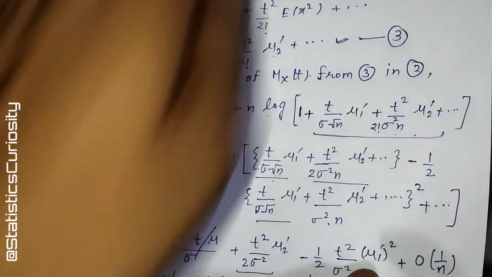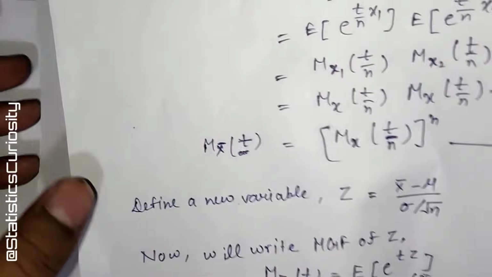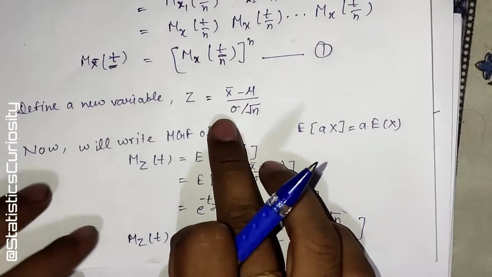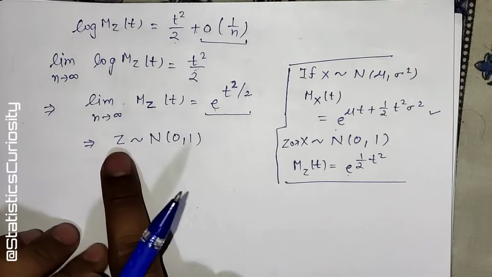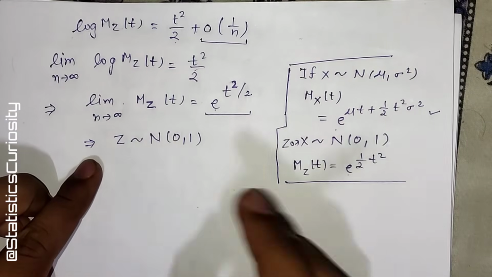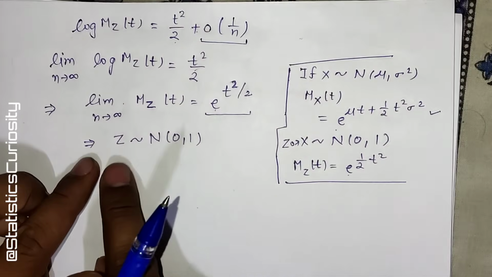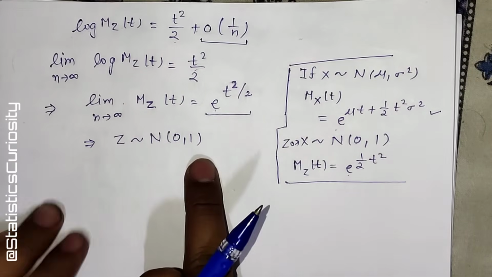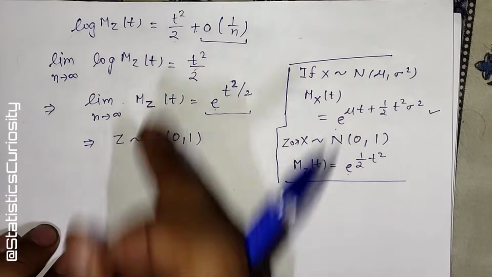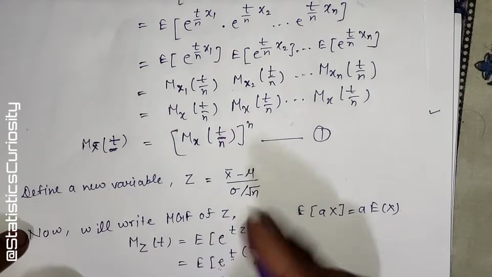What will be the z? What is the z? Z is basically a new random variable that we have defined earlier. Okay. Now we achieved the result that z follows normal 0, 1. What is z? What we have defined as z?